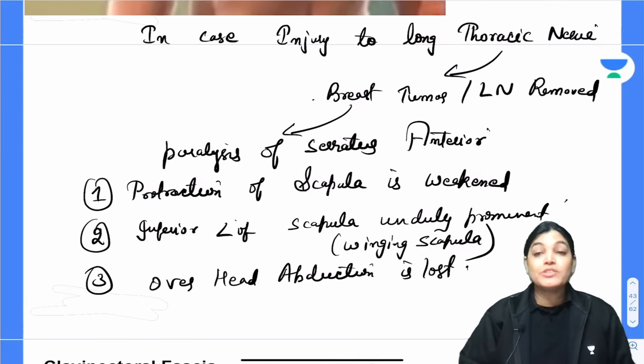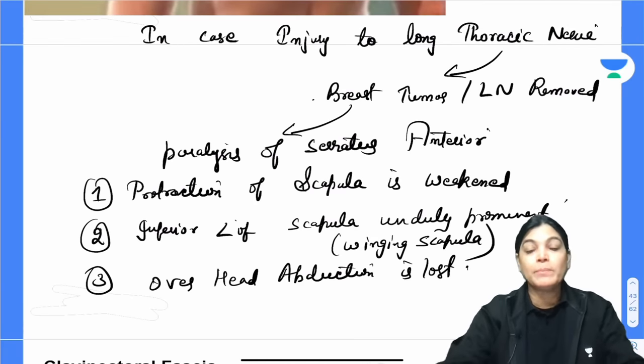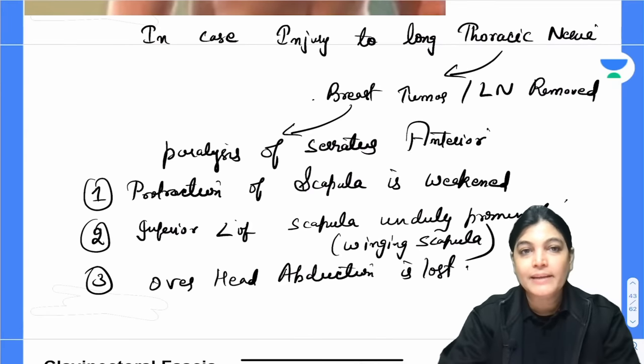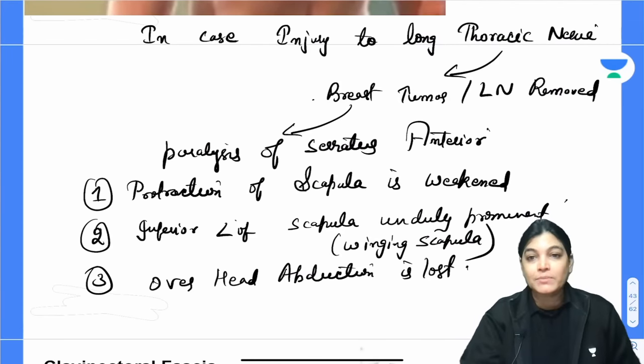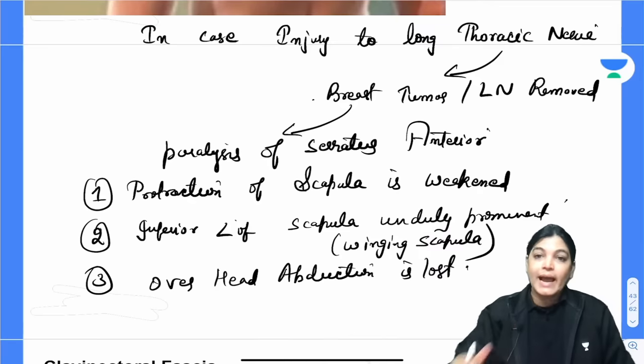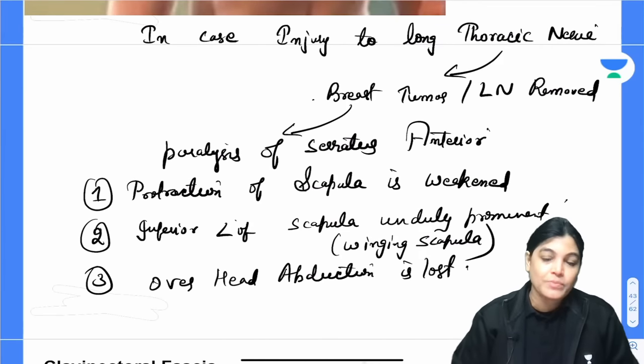So with this, we have finished with the pectoral region muscles. We have completed the four muscles in this category. We have seen the origin and insertion of pectoralis major muscle, minor muscle. We have seen the subclavius muscle, serratus anterior muscle. We have seen the cadaveric images. We have learned the attachment, nerve supply, action and clinical anatomy.